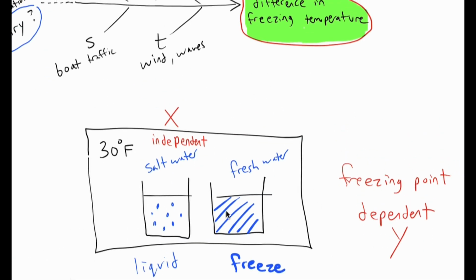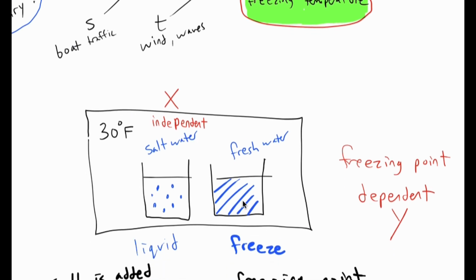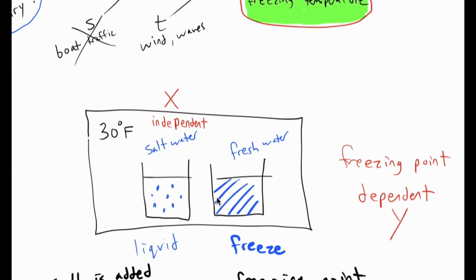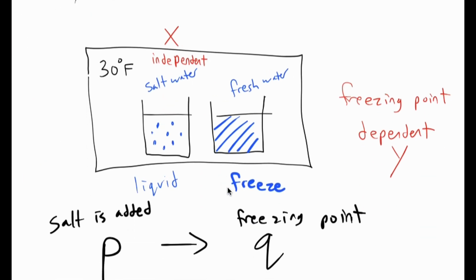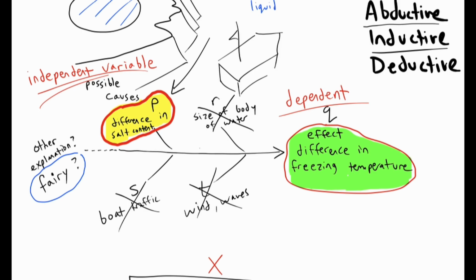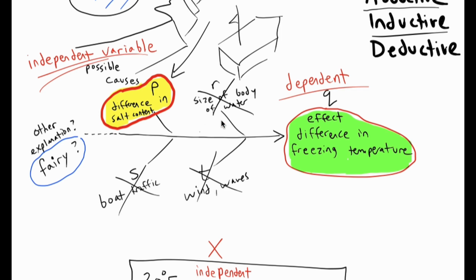And what you do here is you make sure that it's not the size of the body of water that's causing the change, because you eliminate that when you do a scientific experiment, making the two samples the same size. Also, it's not the boat traffic, because there's no boats in the freezer. And also, it's not the wind and waves, because there's none of those in the freezer either. This was an example of a true scientific experiment where every single confounding variable has been eliminated from the situation, leaving us with only two variables, the independent and the dependent.